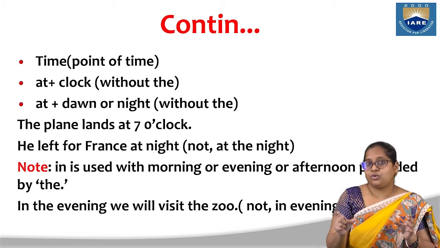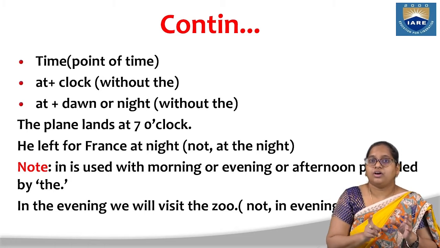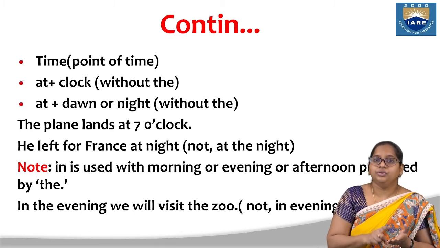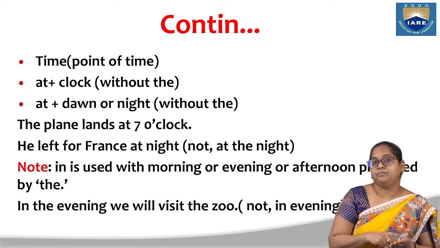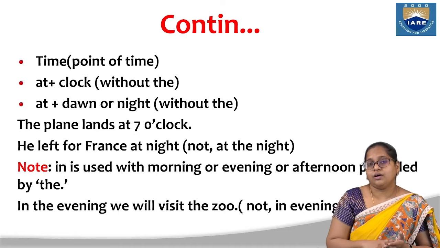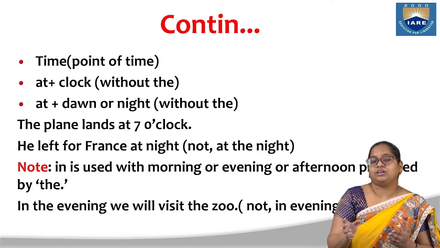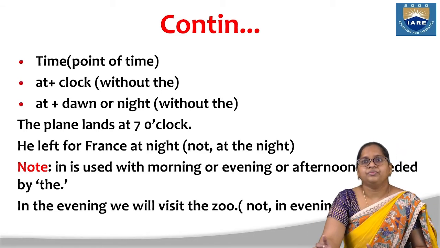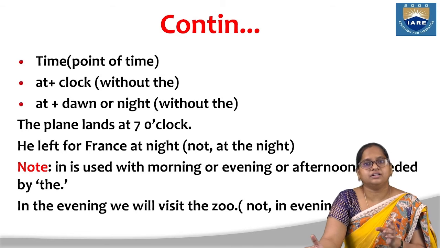But at 7 o'clock, you don't say "in 7 o'clock"; you say at 7 o'clock or at 5 o'clock. But when you are referring to morning, afternoon or evening, you use "in" before them. That means in the evening, in the morning, right? And the definite article "the" is used.